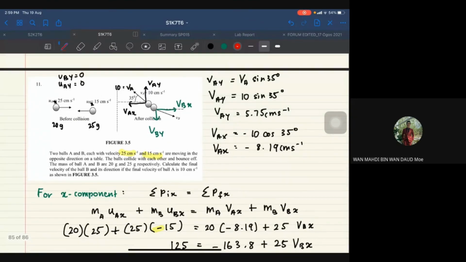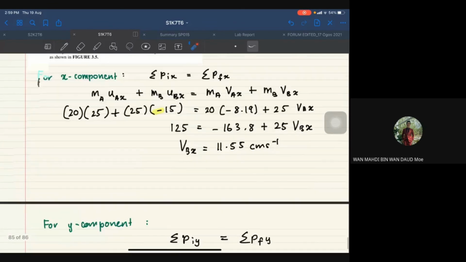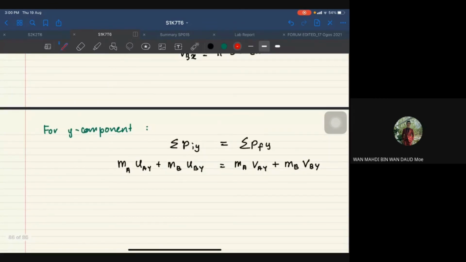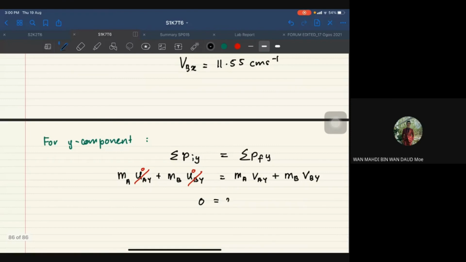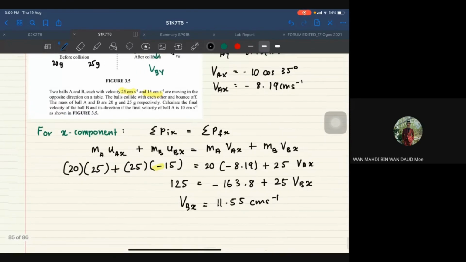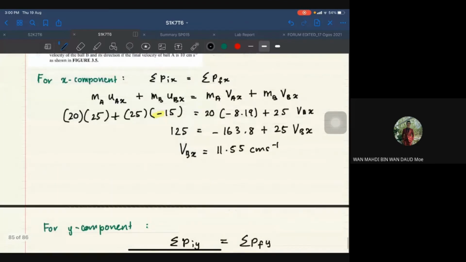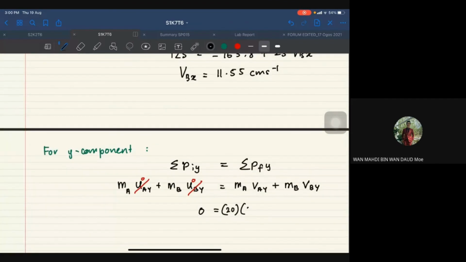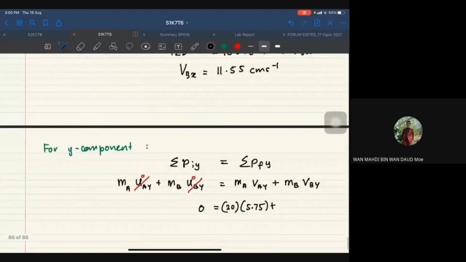You know that UBY and UAY is equal to 0. So initially there's no velocity in Y component, which means that I can cancel off this part. So this one becomes 0, this one becomes 0, and everything here on the left hand side becomes 0. So there's no momentum in Y component before the collision, which is something that you expect. MA is equals to 20. VAY you already calculate, which is equals to 5.75. It is upwards, so it's positive. So you always have to double check. MB is equals to 25.